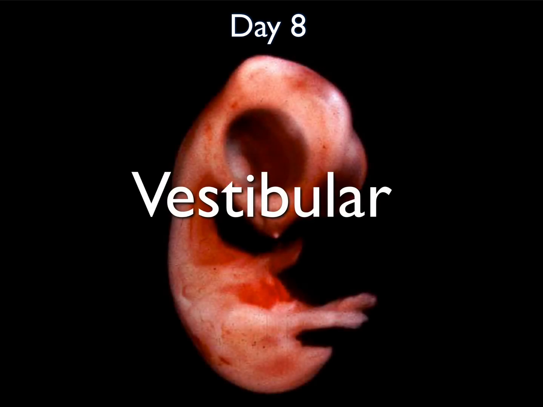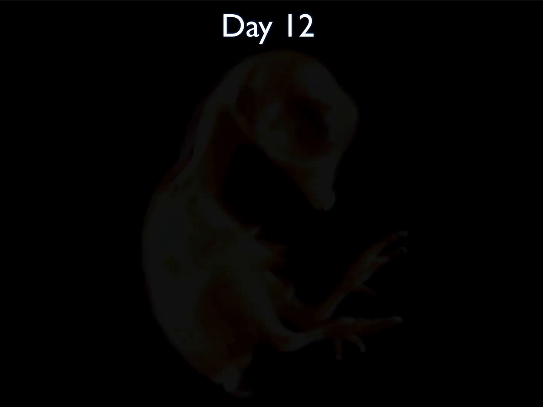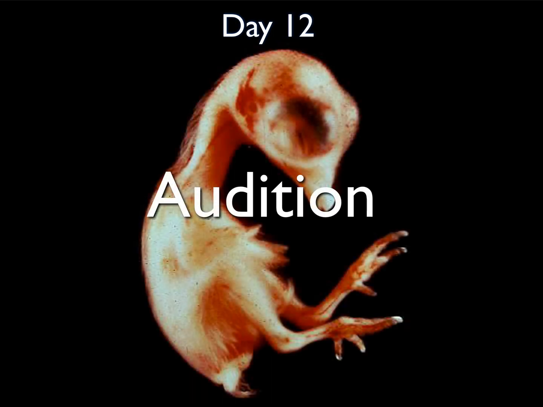So, 1.5 days later, the sense of balance, the vestibular system, is fully developed. If you turn the egg, you'll see the embryo tries to right itself in the opposite direction. And that only happens starting on day 8. Day 12, the auditory system is fully developed, and we're only 60% of the way through incubation. It can now hear sounds, and sounds do get through the egg.